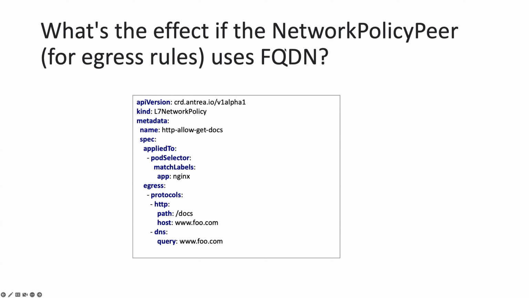And I remember we also have this question: what's the effect if the network policy uses FQDN? After some consideration, I feel that it may not make sense to let the Layer 7 network policy use FQDN as the destination, as the network policy peer, because if the user wants to restrict the client to only access a specific web service, they could use the host name in the Layer 7 protocol attribute, but not have to specify the network policy peer.